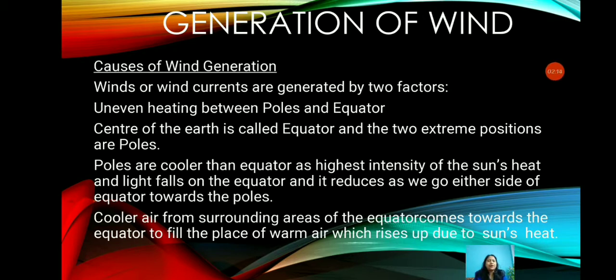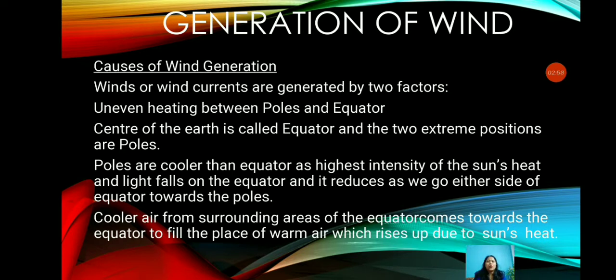The center of the earth is called the equator and the two extreme positions are the poles. I think you all are aware of it. Poles are cooler than the equator as the highest intensity of the sun's heat and light falls on the equator and it reduces as we go either side of the equator towards the poles. The sun's rays fall directly on the equator, which is why that area becomes warm, and gradually when we move towards the poles it becomes less.